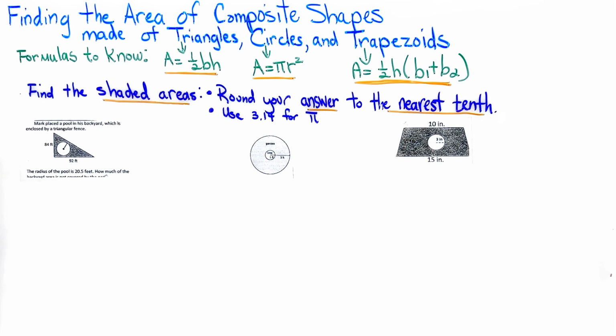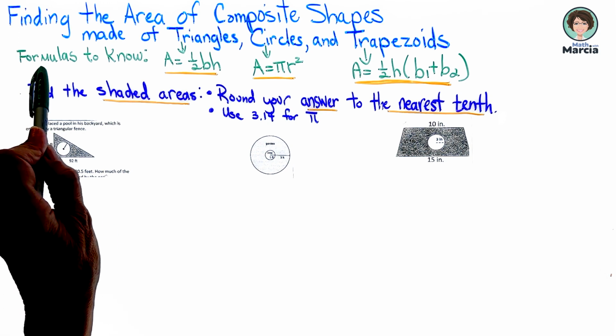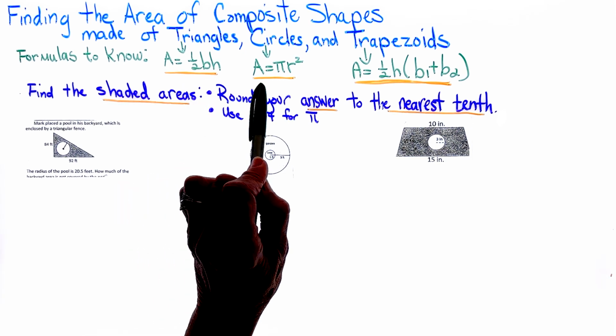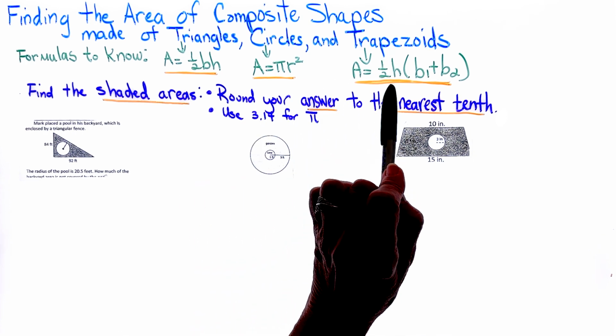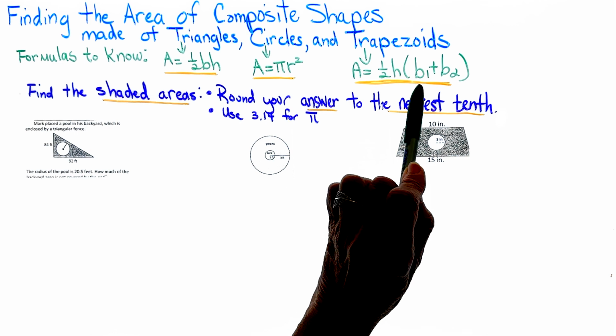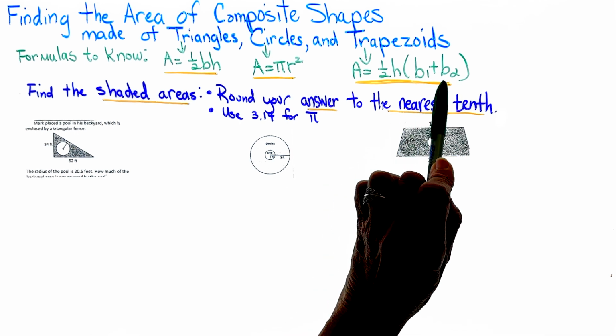In this lesson, we are finding the area of composite shapes. They're going to be made of triangles, circles, and trapezoids. The formulas that we need to know: for a triangle, the area is equal to 1/2 base times height. A circle, area is equal to pi r squared. The trapezoid area is equal to 1/2 times the height times the quantity of base 1 plus base 2.